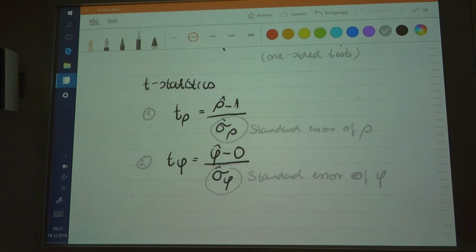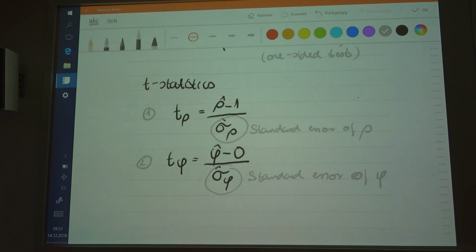Now, the biggest problem here, and this is very important, is that if the process is integrated of order 1, and you perform the regression, the problem is that the test statistics do not converge to the normal distribution.